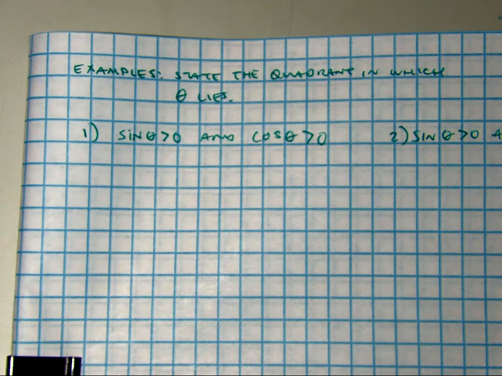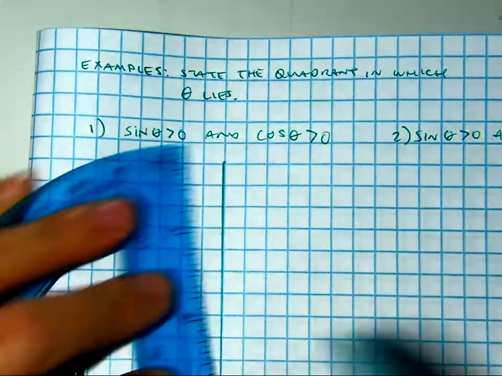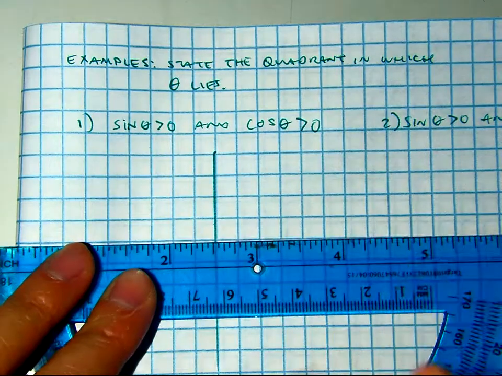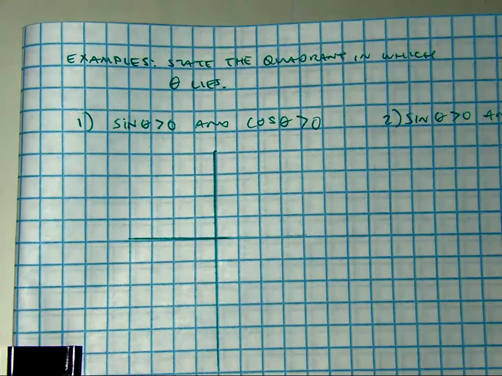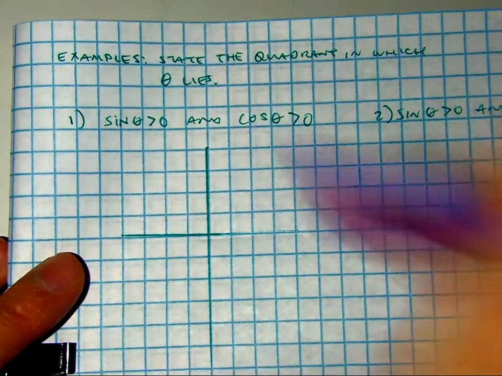Focus, focus. There it is. State the quadrant in which theta lies. So I told you to draw a coordinate plane. Class, what's the silly acronym that'll help you figure out where it's positive? Ready, set, go.